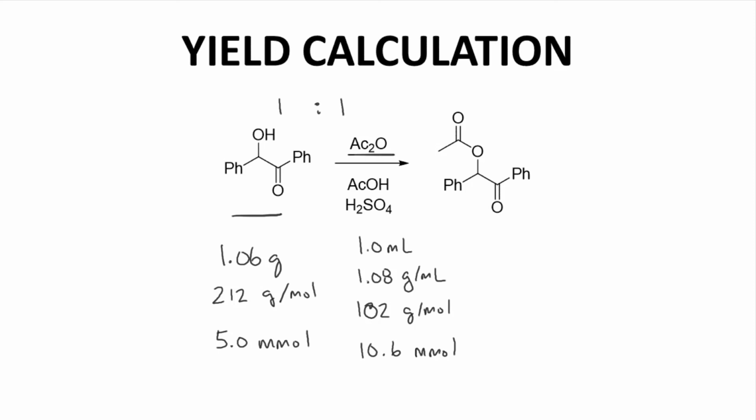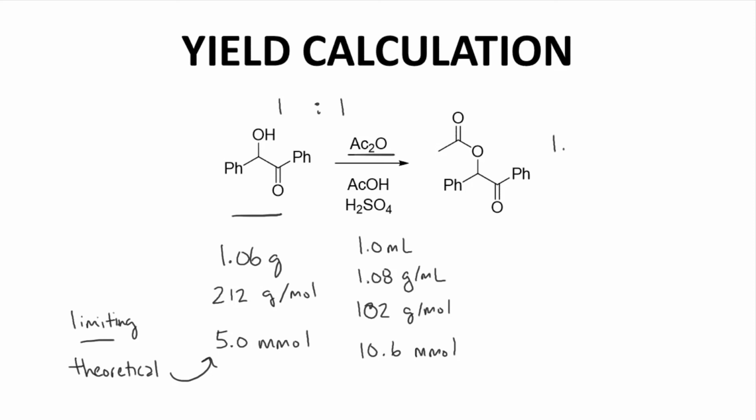These 2 reagents react in a 1:1 ratio, so we have far less benzoin. Benzoin is the limiting reagent, so the theoretical yield is 5 millimoles.